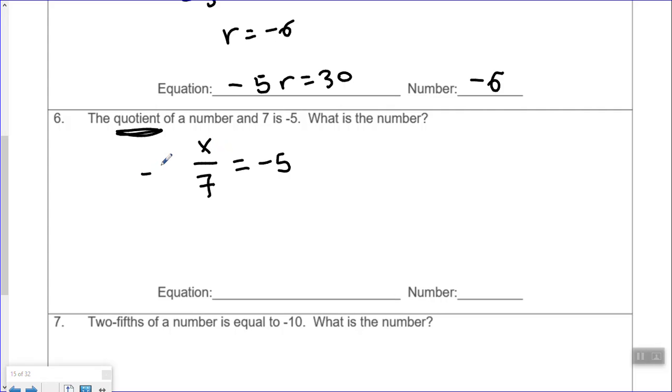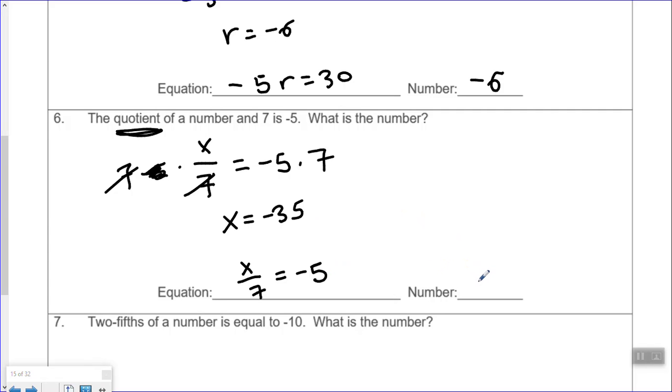How do you find x? Multiply both sides by 7. And here 7 is cancelled. X equals -35. The equation is x over 7 equals -5. Answer is negative 35.